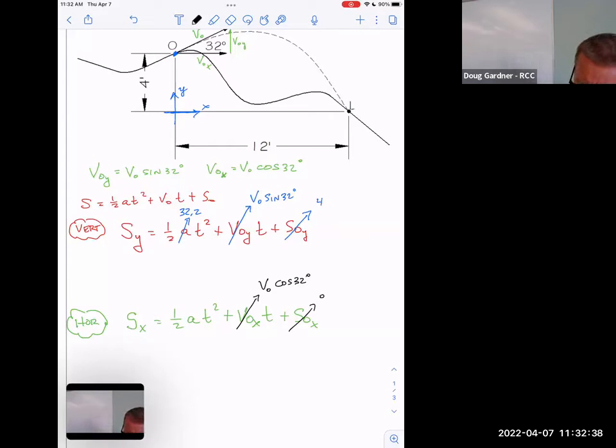So interestingly, the acceleration in the X direction is actually nothing. In other words, what that's saying is whatever speed you left the ground at horizontally, that's going to be the speed you land at. Your speed does not change.